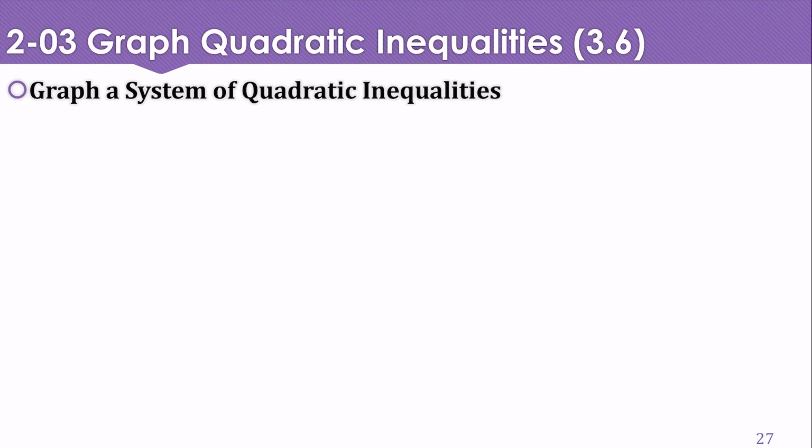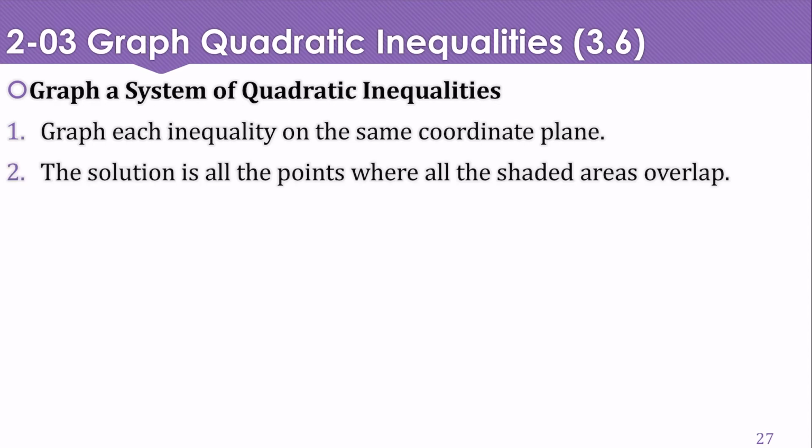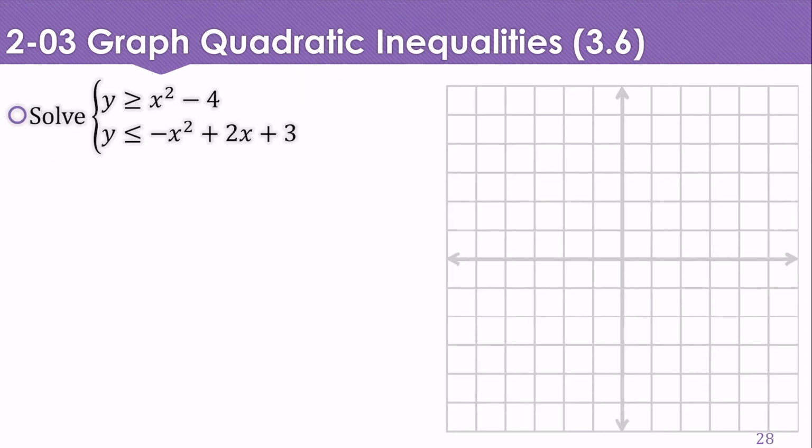You might have to graph a system of quadratic inequalities, which means you just graph each inequality on the same coordinate plane, and the solution will be all the places where they overlap. If there's no overlap, then there's no solution. All right, so let's solve this. These are both in general form, so let's start with the first one.